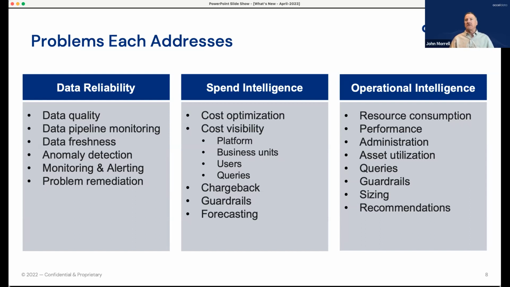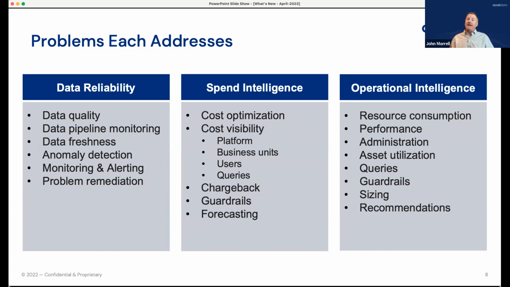Operational intelligence looks at how you are consuming your resources within your data infrastructure, even within your cloud data warehouse, right? Or cloud data lake. What performance am I getting? How do I administer the system? How are my assets being utilized? What queries am I running against the systems? And then doing some similar things that I just talked about with spend intelligence, like setting up guardrails so that resource utilization doesn't get out of control and it maintains certain levels.